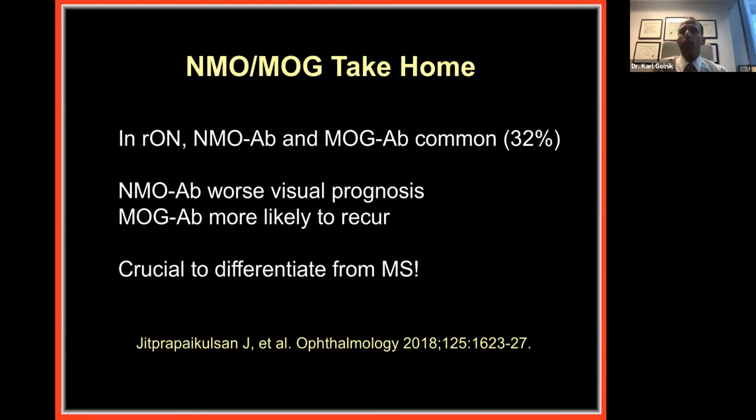Depending on where you live, it would be helpful, if you're a neuro-ophthalmologist, to study this and find out how common these conditions are. NMO has a worse visual prognosis. MOG is more likely to recur. It's crucial to differentiate these conditions from MS, because the long-term treatment for MS may actually be bad for patients with NMO and MOG.